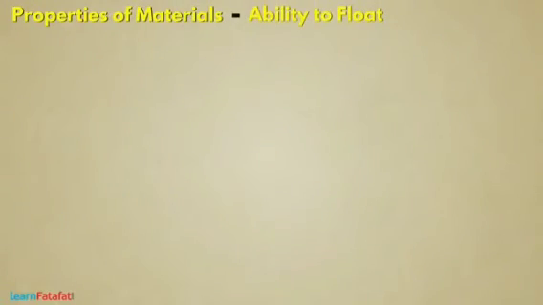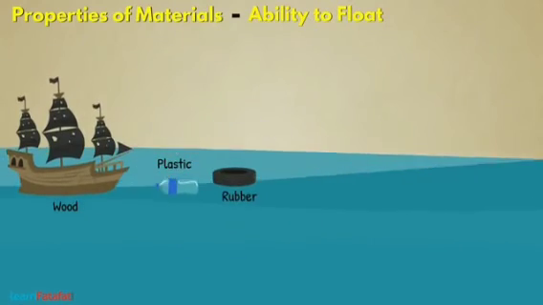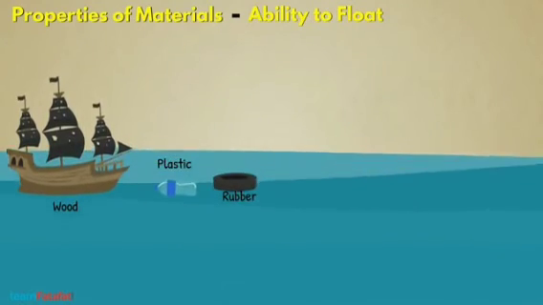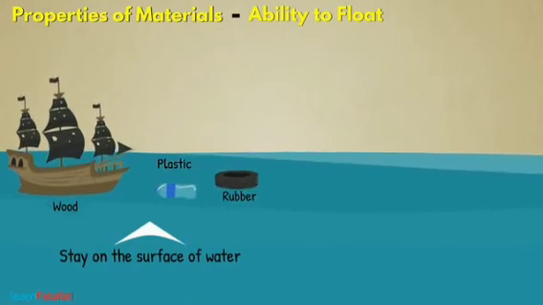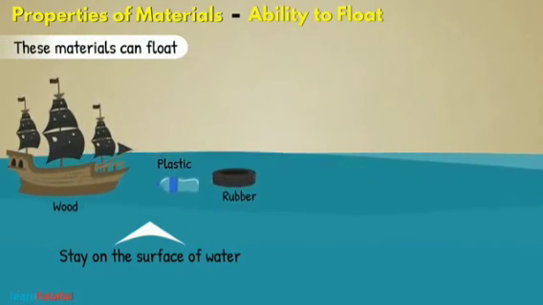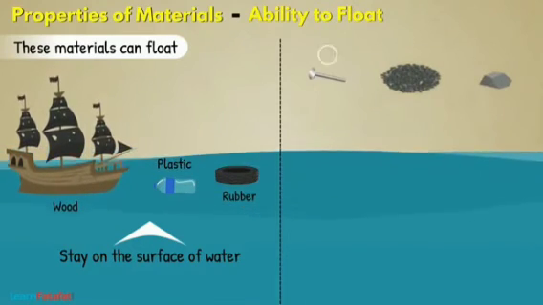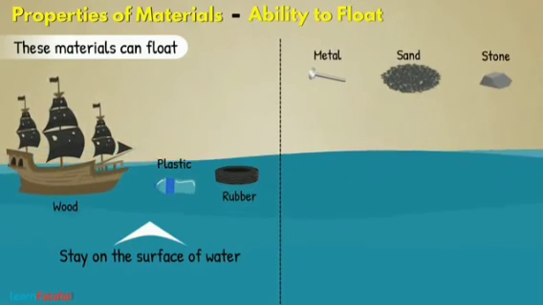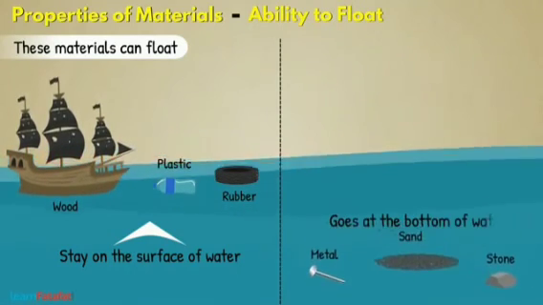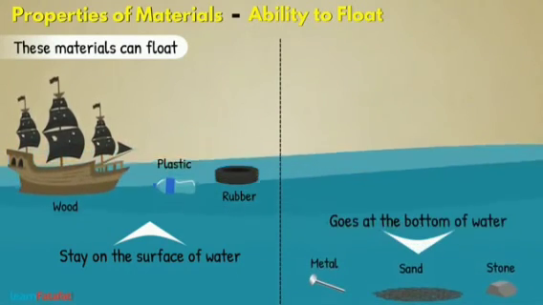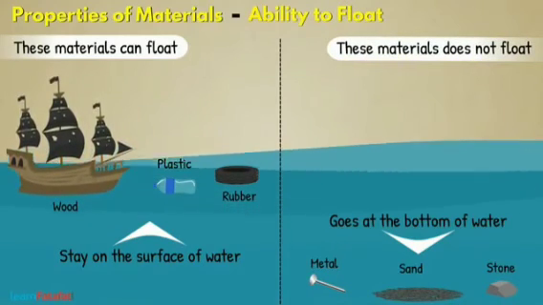Ability to float. Some materials such as wood, plastic, rubber, etc. have the ability to stay on the surface of water. We say that these materials can float on water. There are other materials such as metals, sand, stone, etc. which when dropped in water go to the bottom. That means these materials do not float on water.